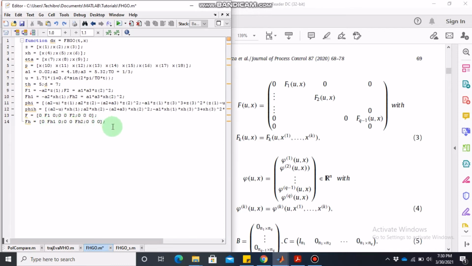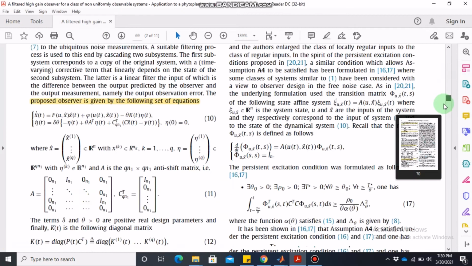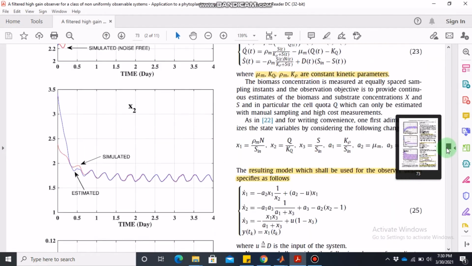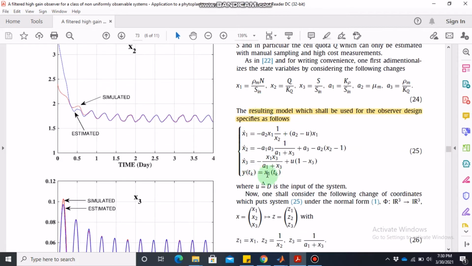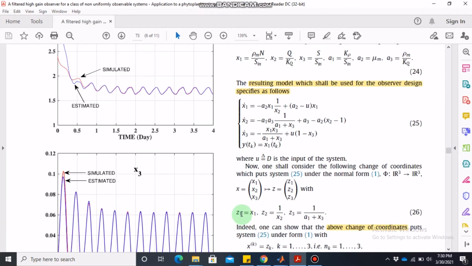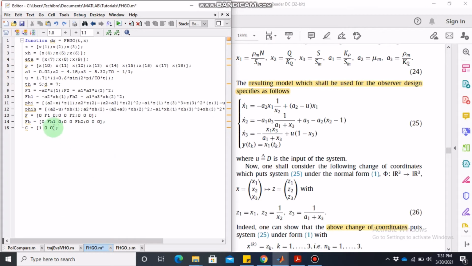And then we have the C matrix because we are measuring x1, y is equal to x1, so C is going to be 1 0 0. So remember this, x1 is equal to z1 in this paper. If you go to the paper here, this says y is equal to x1, and here it says z1 is equal to x1. Since we are writing the code in terms of z, y is equal to C times z, which is y is equal to z1.